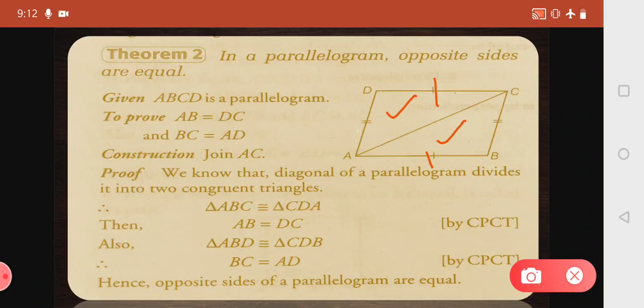Similarly, if we take another diagonal BD, then we will get triangle ABD congruent to triangle CDB, and we will get BC equal to AD. That is the CPCT of that congruency. Hence, opposite sides of a parallelogram are equal.